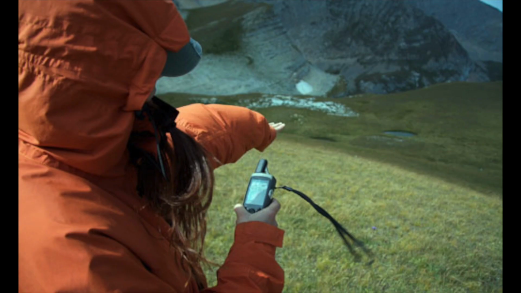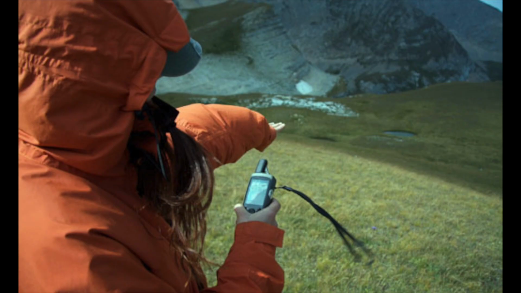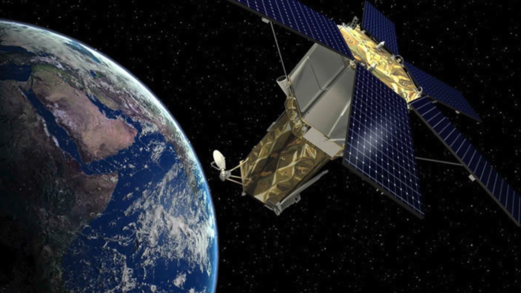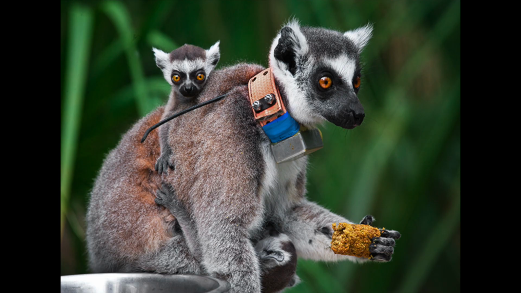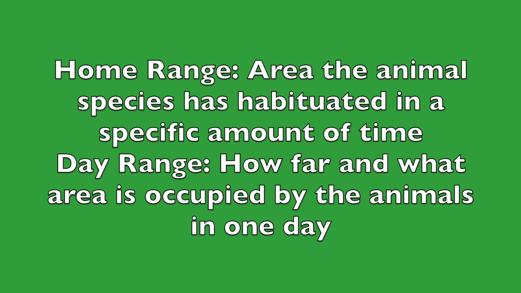So how can a biologist use GIS and GPS? Well, a biologist can use GPS information to accurately map an animal's day range and home range. The home range is the area the animal species has habituated in a specific amount of time. The day range is how far and what area is occupied by the animals in one day.